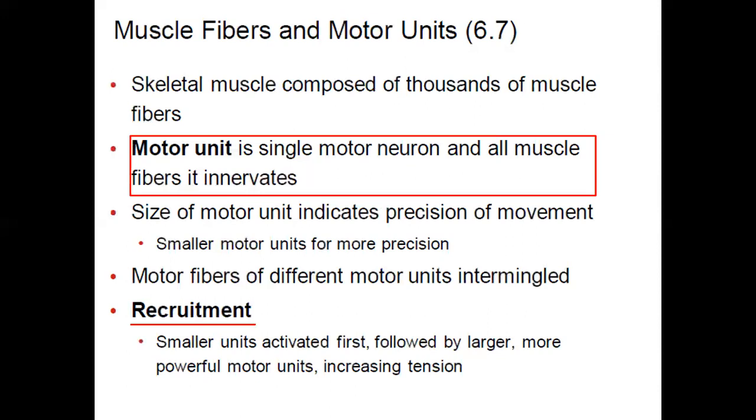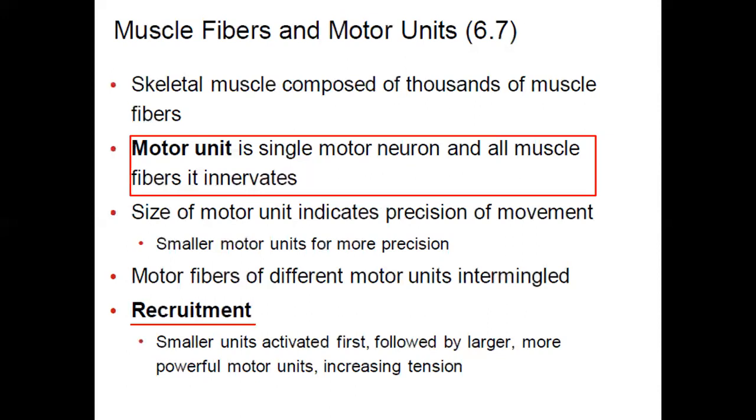One motor neuron can innervate just a couple of muscle fibers, or hundreds, or even thousands of muscle fibers. So the size of a motor unit can be different from muscle to muscle, and it indicates how precise the movement is. You have really small motor units where you need more precision, like in your fingertips when you need to pick things up, or in the muscles that move your eye. They have really small motor units, meaning one motor neuron innervates only a couple of muscle fibers.